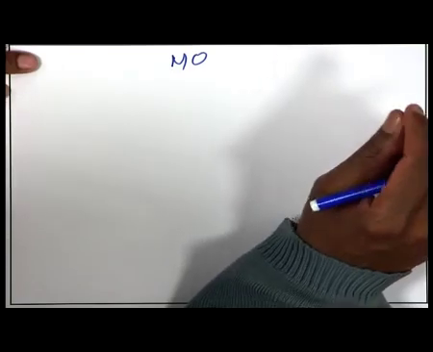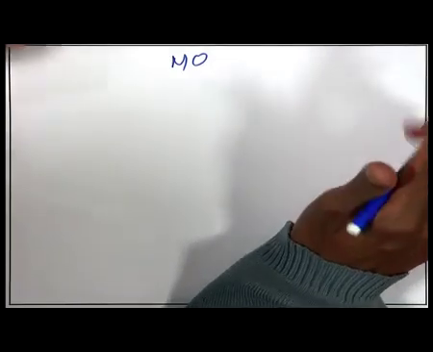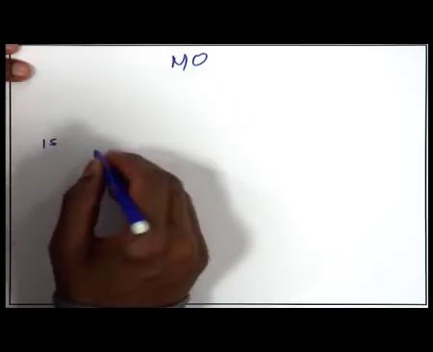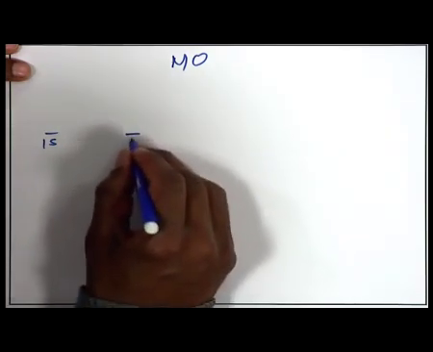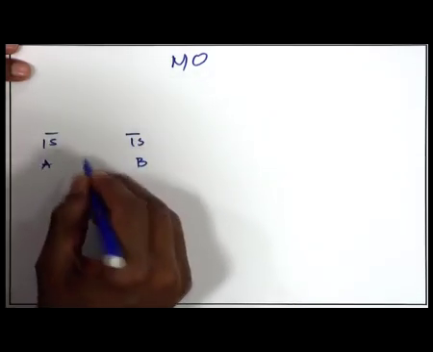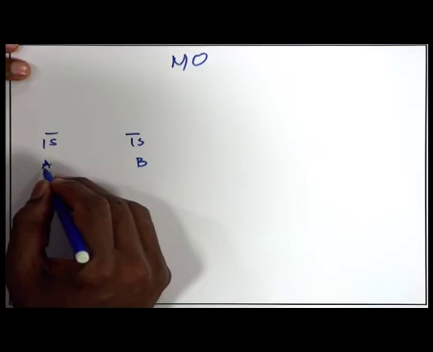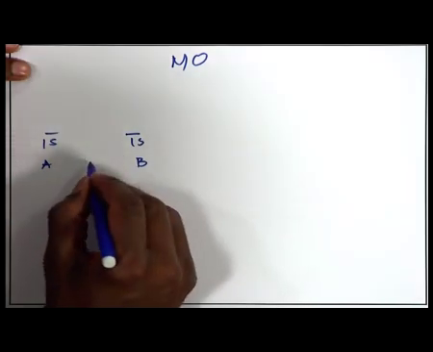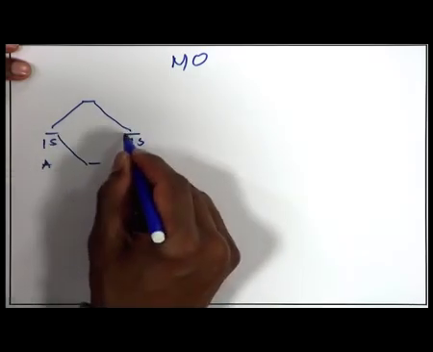It is important to remember the mixing of orbitals in molecular orbital theory. Say you have the 1s orbital of one atom and the 1s orbital of another atom, atom A and atom B. They have almost similar energy, which is why they are able to interact, and you will get two molecular orbital energy levels which are represented in this way.